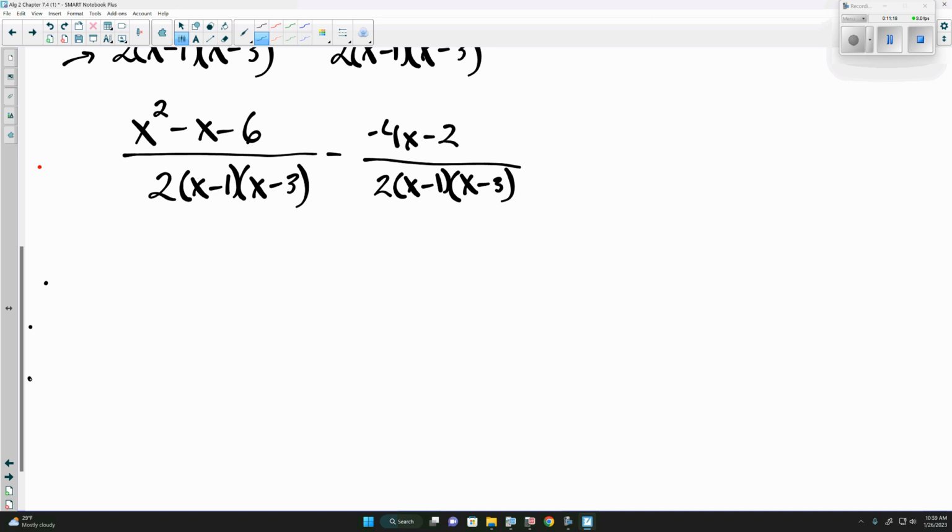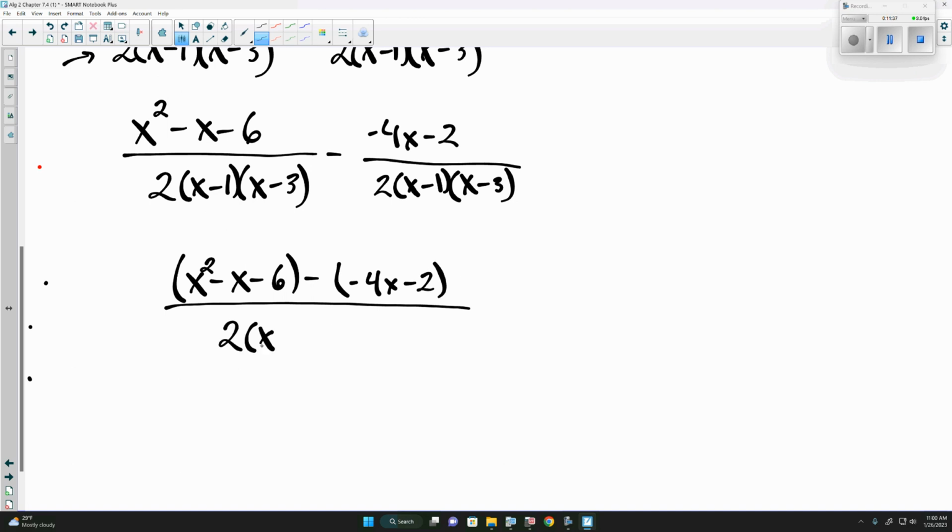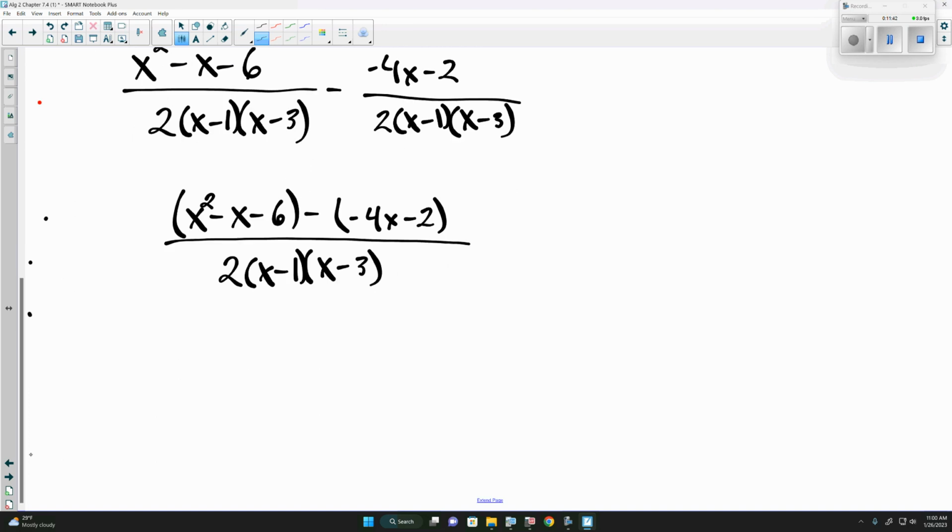Now that we have both numerators simplified, denominators are good, we can go on and subtract. So when we subtract, we have x squared minus x minus 6 being subtracted from negative 4x, not squared, negative 4x minus 2. Now I put parentheses around both because with subtraction, the signs of everything after the subtraction are going to change. Because this negative is going to have to be applied to the 4x and to the negative 2.